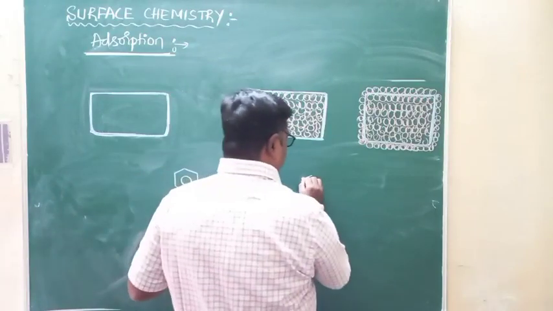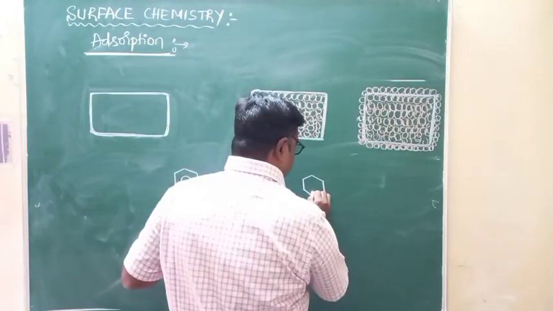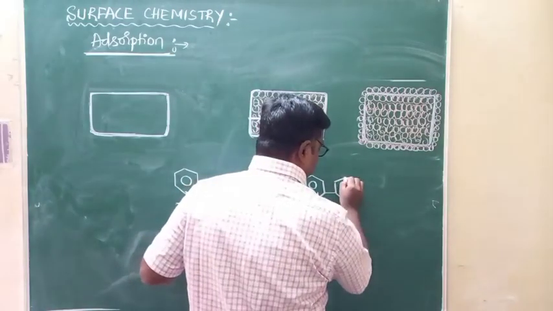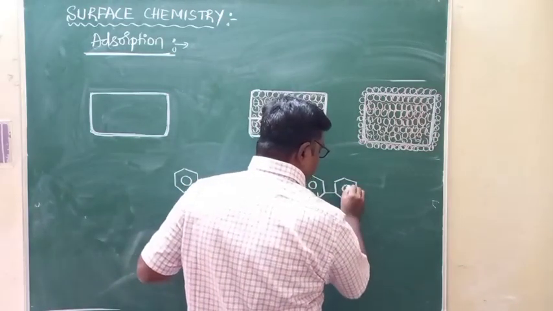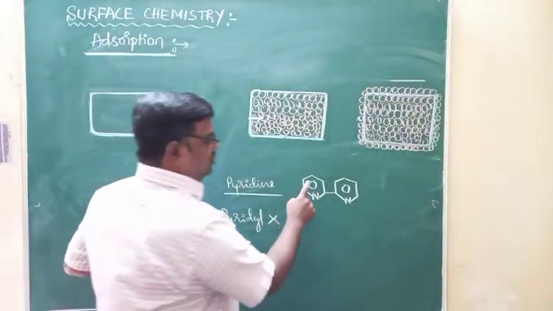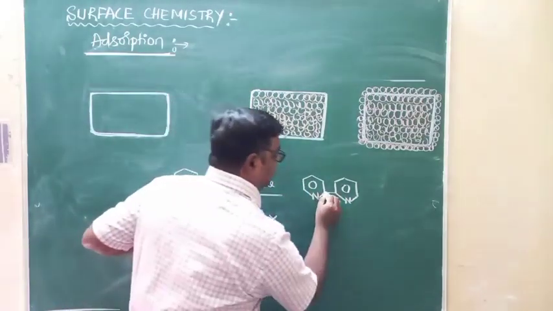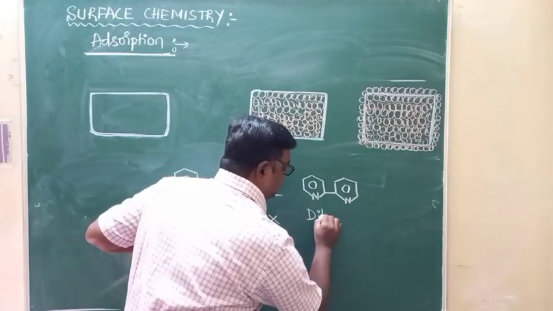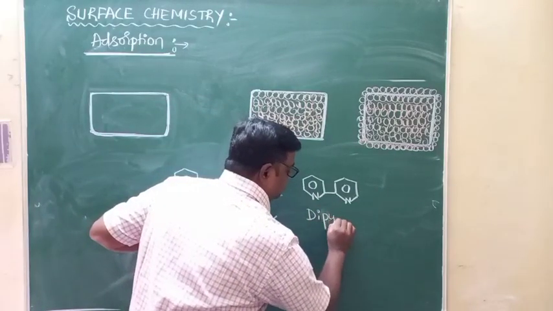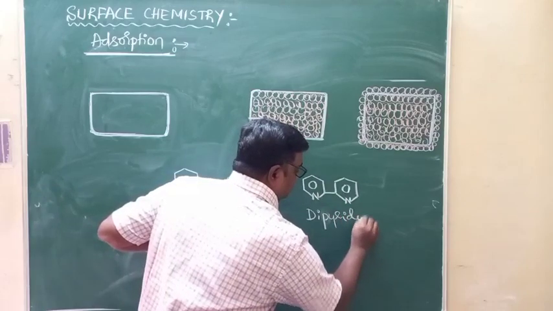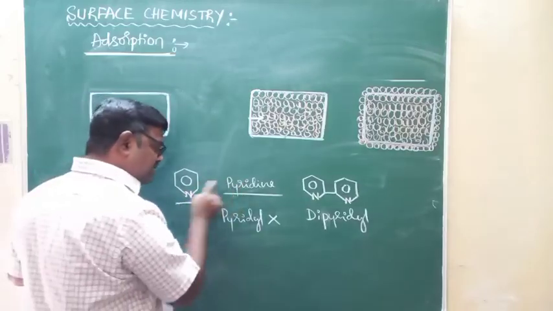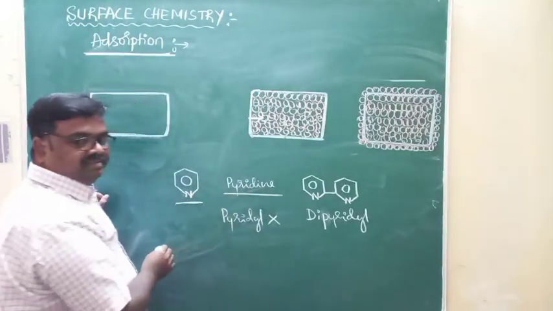But we have one ligand of this type, that is a bidentate ligand. Here, two pyridine molecules are joined through a single bond. The name of this ligand is dipyridyl. Name of this ligand is dipyridyl, but the name of this ligand is pyridine.